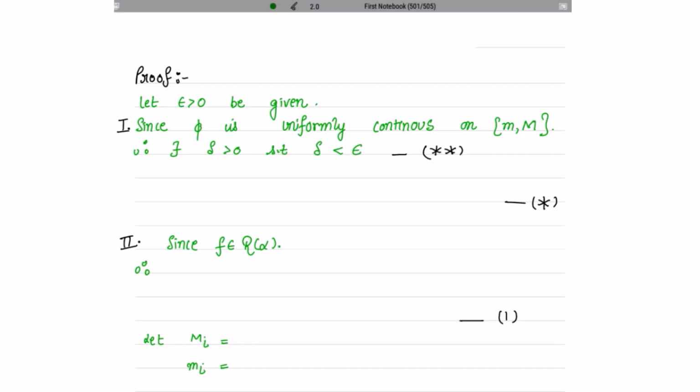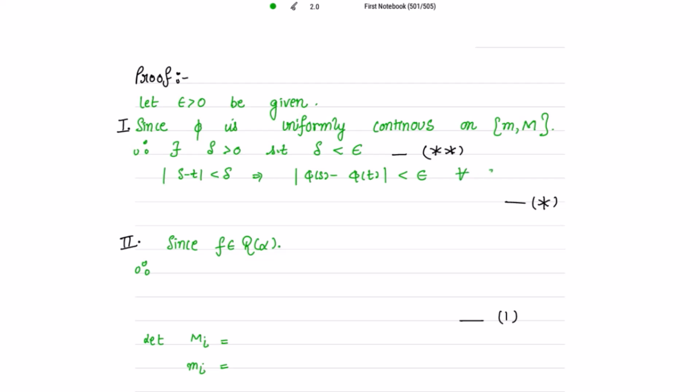And then when this happens, I will have |s - t| less than delta, which implies |phi(s) - phi(t)| is less than epsilon for all s and t belonging to the closed interval [m, M]. Is it fine? Okay.